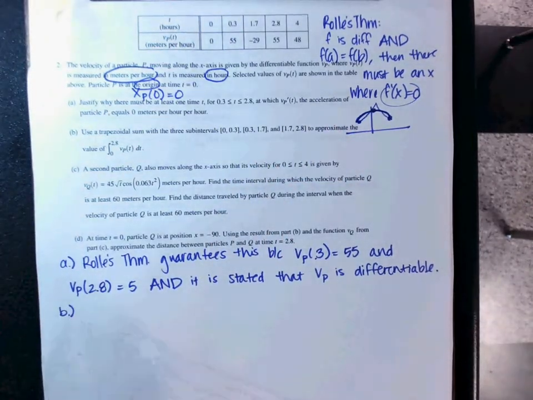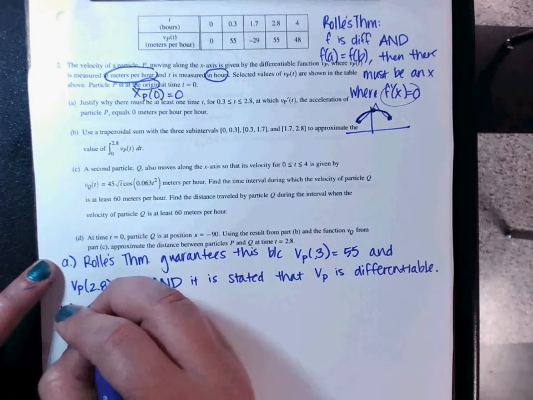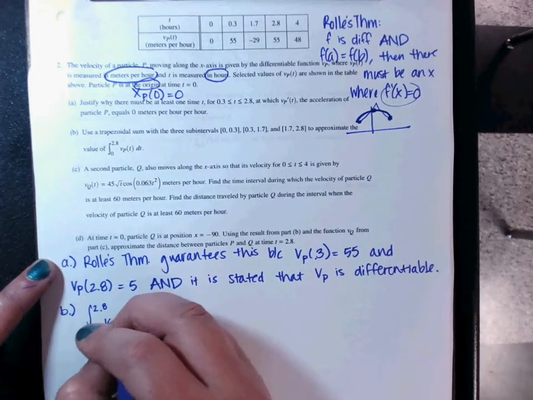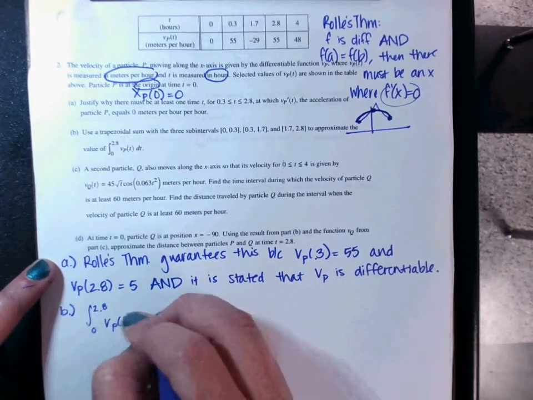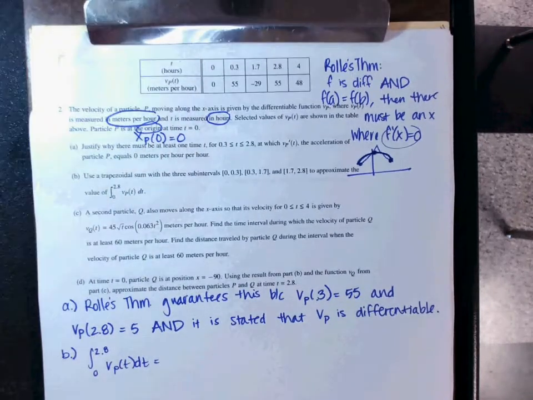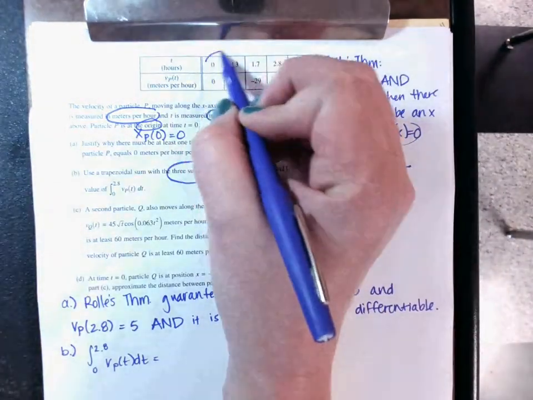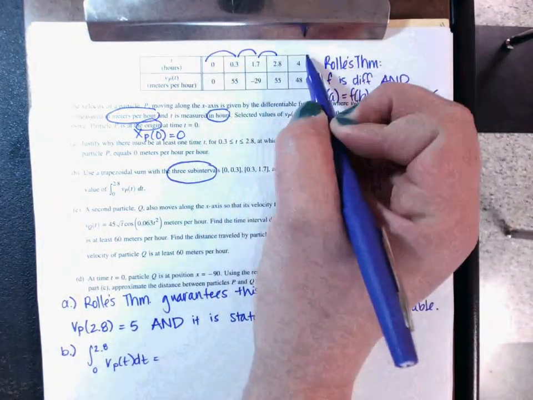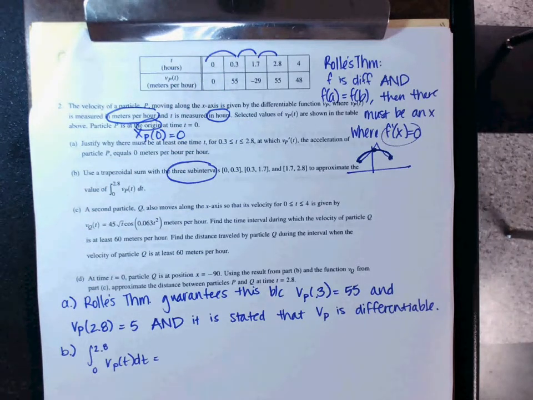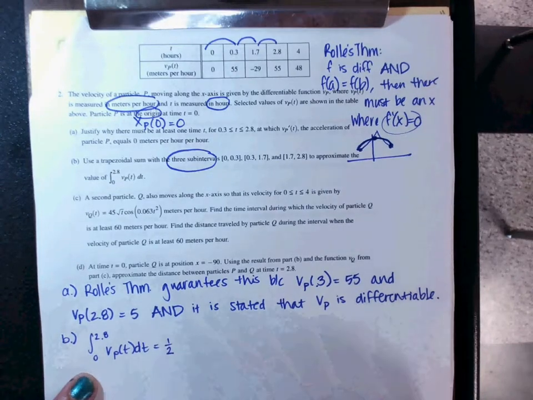Okay, part B. Use a trapezoidal sum with 3 subintervals to approximate the value of the integral from 0 to 2.8 of V prime of t dt. Okay, so potential for a mistake here, you were only supposed to do 3 subintervals. So if you went 1, 2, 3, 4, you would have ended up missing this, even if you did your trapezoidal rule correctly.